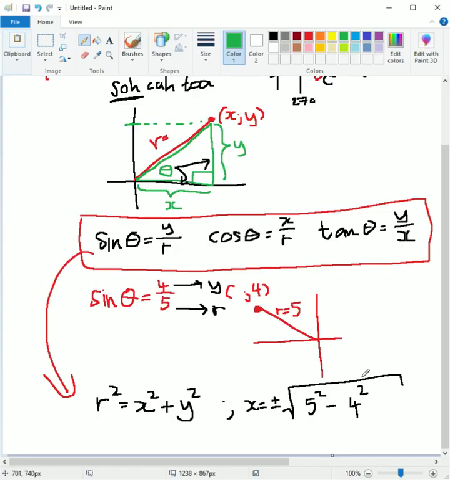Okay, so I will continue with this, but what did I do? I substituted my r value. My r value was 5, so I said 5 squared equals x squared plus our y value, which is 4 squared. And then I wanted x alone, so I took this positive 4 over. We know that we are subtracting that on both sides.